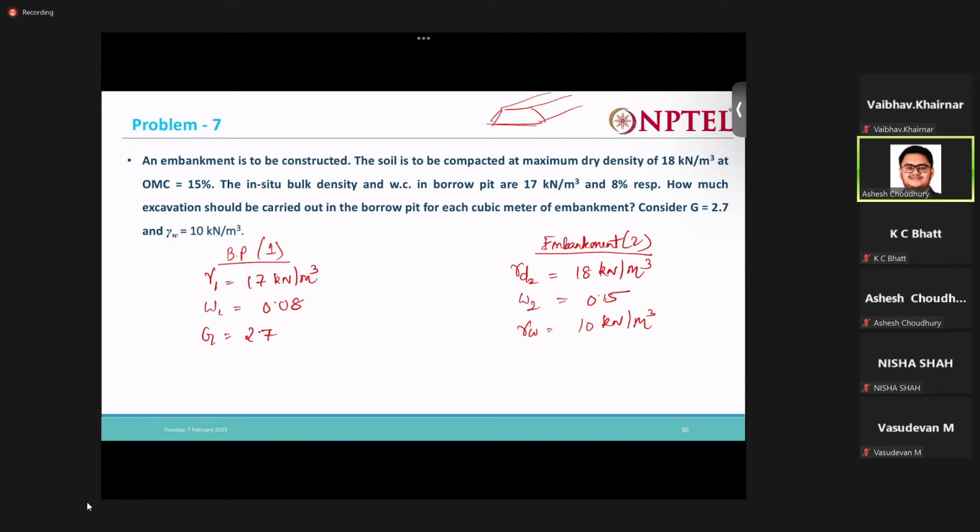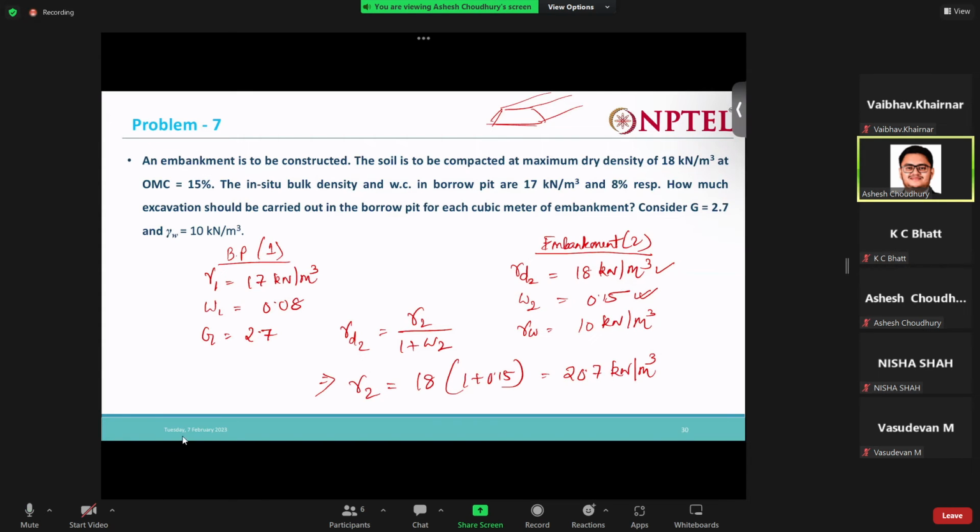Now for the embankment we know the dry unit weight and we know the water content. From these two things we can easily find out the total unit weight. We know that the dry unit weight is equal to the total unit weight divided by 1 plus w, a relation we have used many times in the previous problems. From this relation we can find the total unit weight as 18 into 1 plus 0.15, equal to 20.7 kilonewton per meter cube. So the total unit weight of the soil in the embankment, which we need to achieve, we got this value.